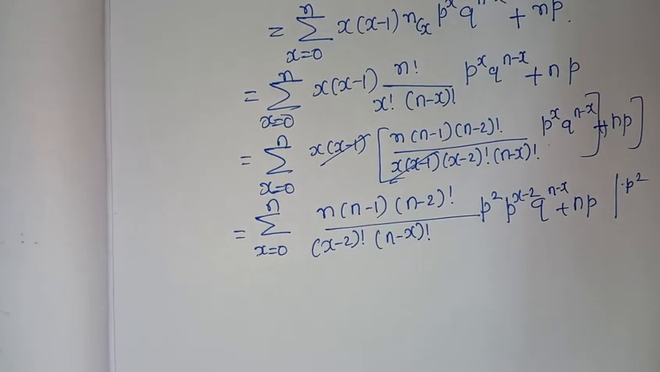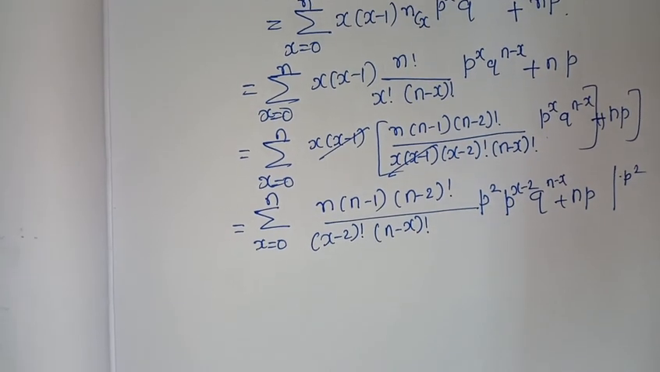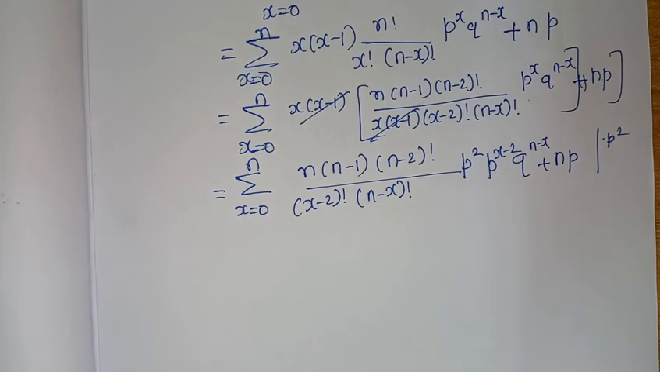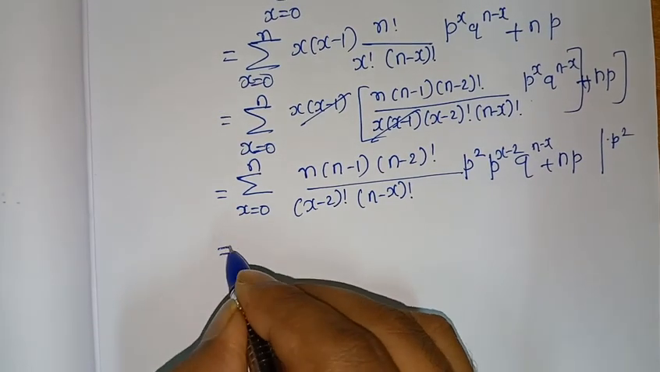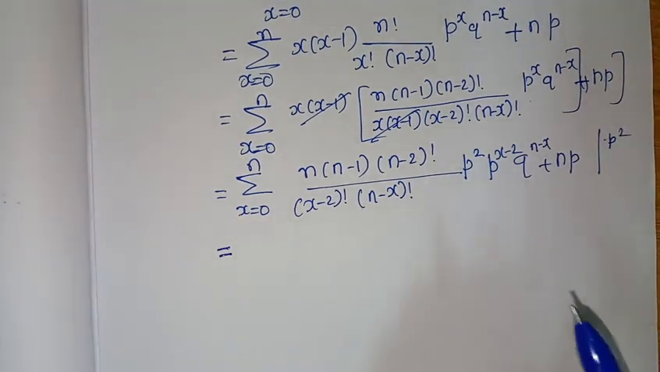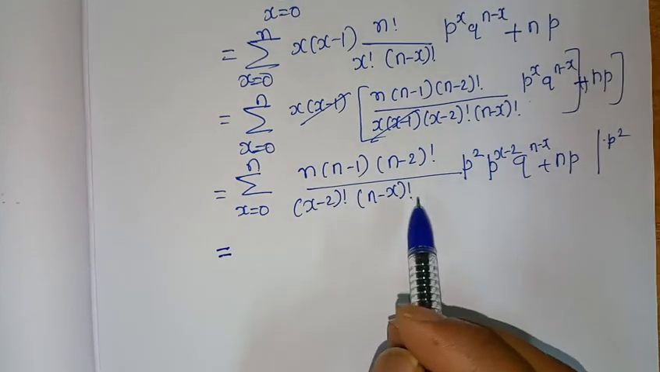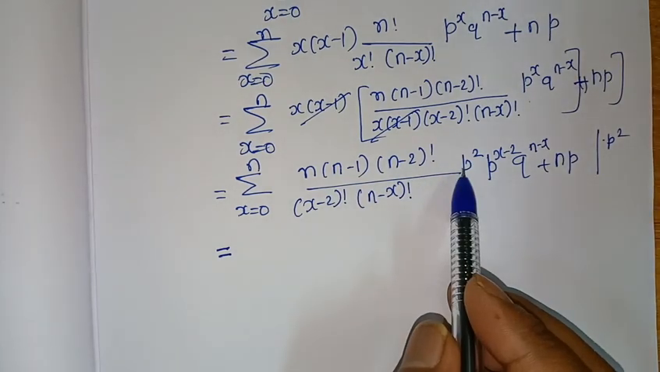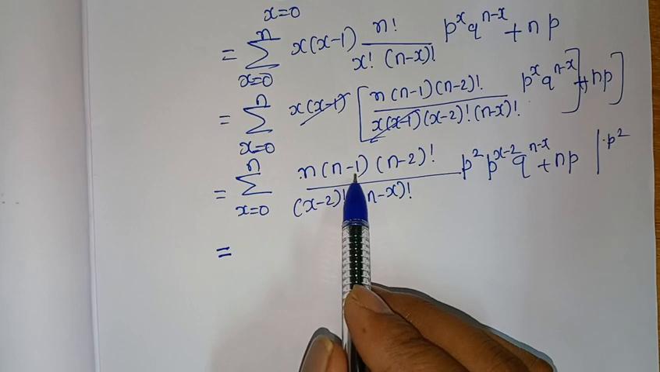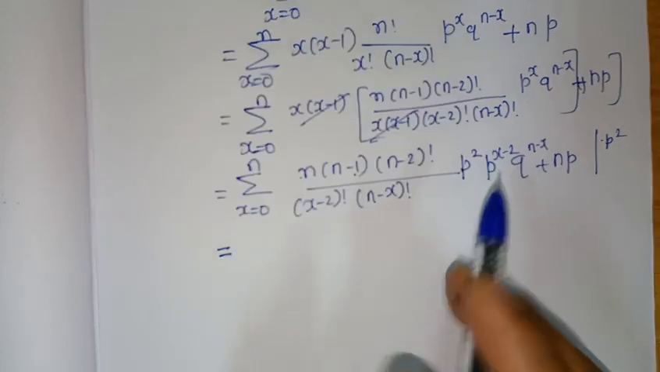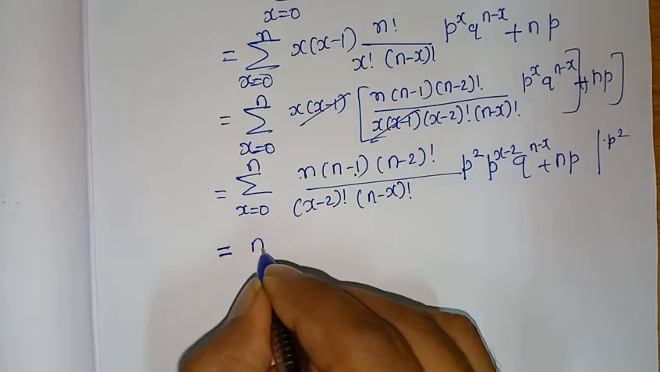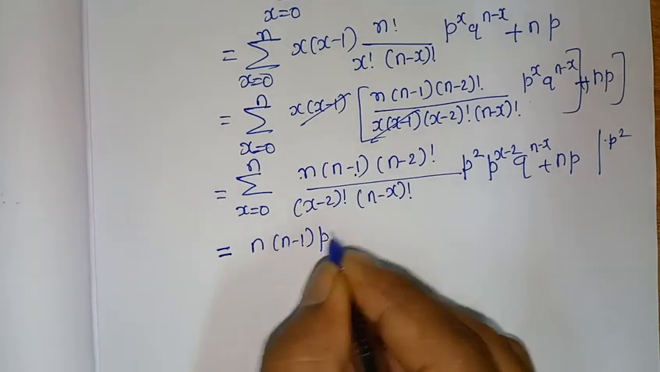Simplification we have to do carefully. Now we have to simplify further. So what are the constant terms, or free terms? We will take them outside. Here p square is a free term, n into n minus 1 is a free term. So these terms I will write outside. So it becomes n into n minus 1 into p square.